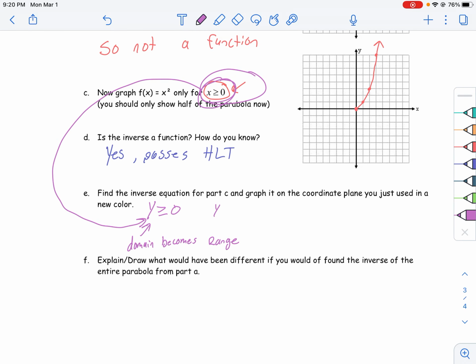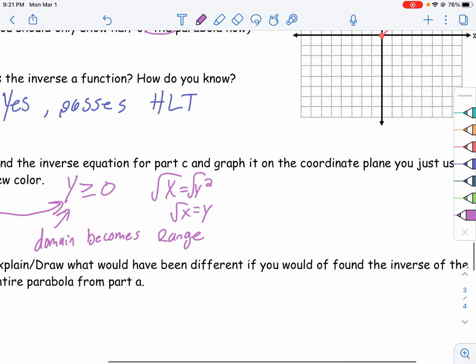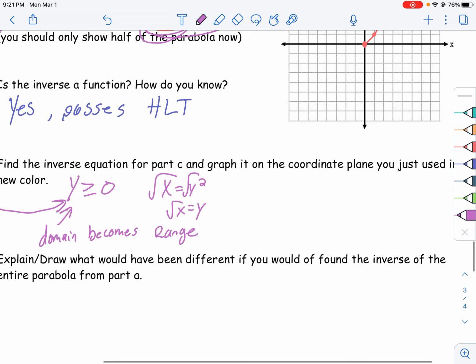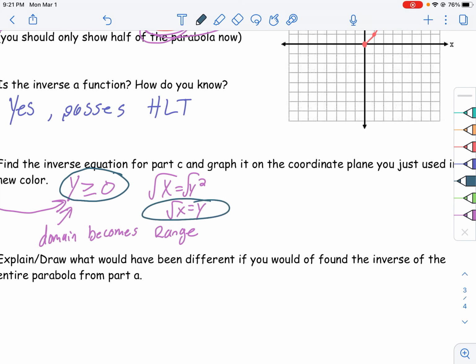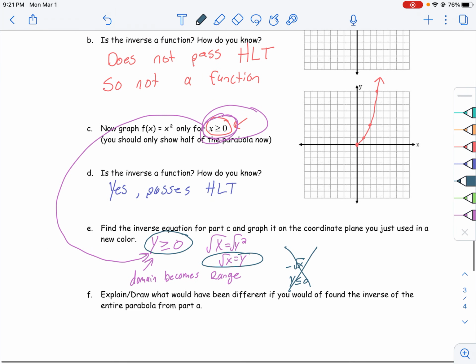So then we just swap x and y. So we have x equals y squared. You square root both sides. You get the square root of x equals y. In this case, we don't need to put plus or minus because it only wants the y's that are greater than or equal to 0, which is only the positive square root of x. The negative square root of x would be the y's that are less than or equal to 0. All right, so that's why we don't include it.